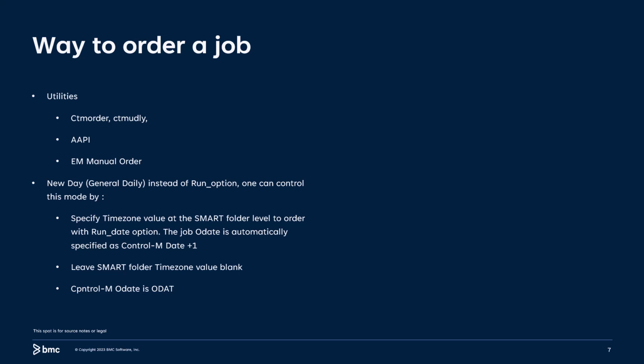The new day controls the order date, but users can control the run option at the smart folder level using the time zone field. If time zone is not blank, then the new day will use the run date option and the order date of Control-M odate +1. When the time zone field is blank, then the new day will use the value date option and the order date of Control-M odate. And now we'll go to a short demo.